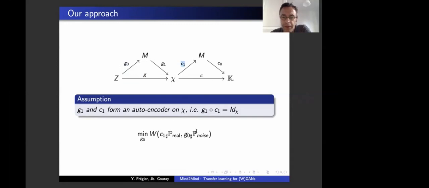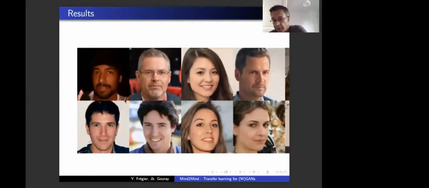So let's say if you have a real data set here that you want to approximate, you push it forward through C1, so you encode all your data, and then you try to optimize G0 so that the push forward by G0 approximates it. And if you have that, then post-composing G0 by G1 will give you a G, which is actually a pretty good GAN. For example, this is the kind of images we can learn very fast to produce if we have an auto-encoder which is already learned.